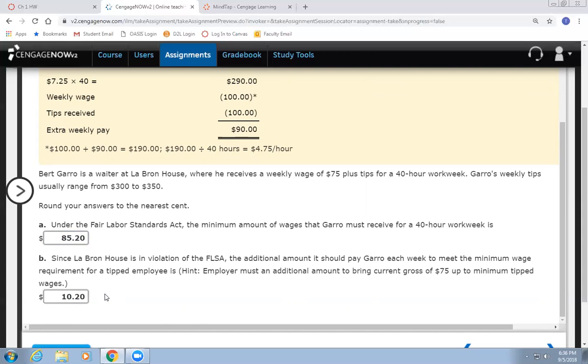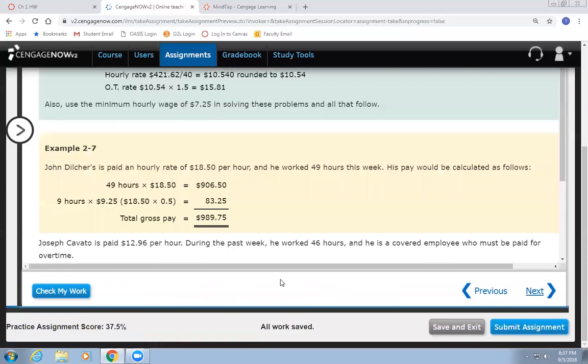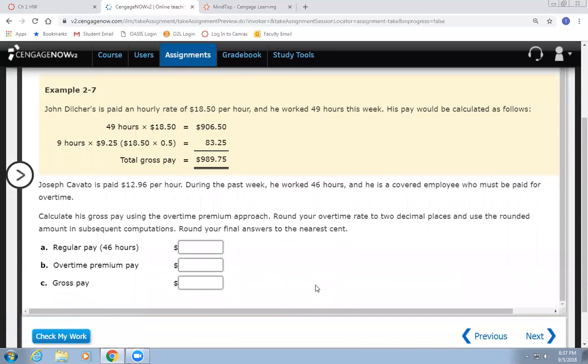Any questions on that one? That one's pretty short and sweet, to the point, but one of those, again, those little exceptions. There's a lot of little things in payroll we have to be careful with. All right, we will move on to the next one then.